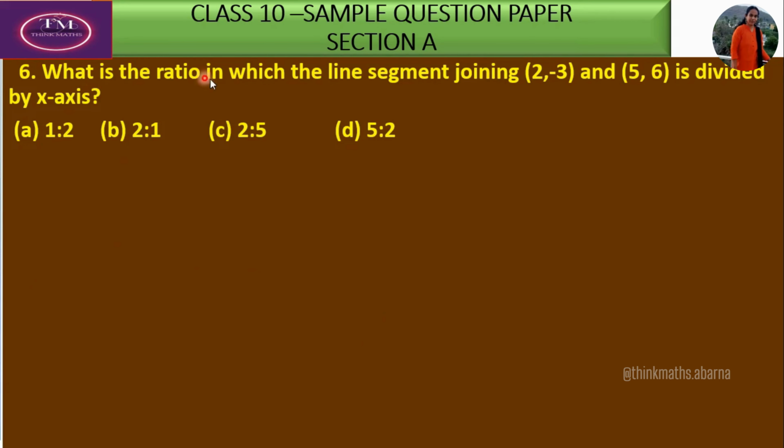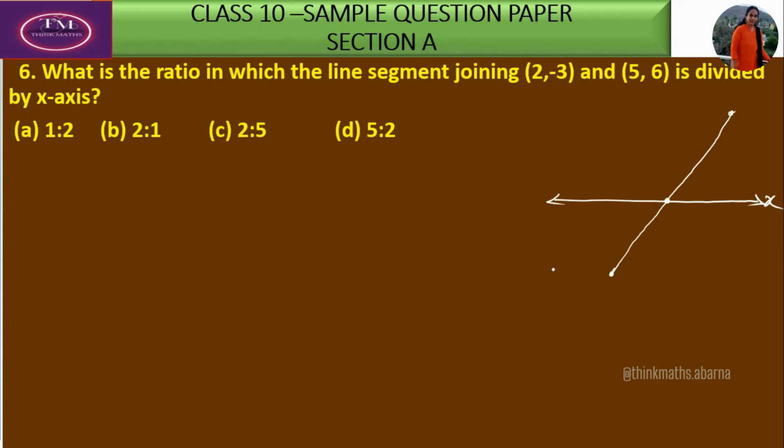What is the ratio in which the line segment joining (2, -3) and (5, 6) is divided by the x-axis? So, this is the x-axis. There is a point (2, -3) and another point (5, 6). So this line segment is divided by the x-axis. We have to find out the ratio in which the x-axis divides it.